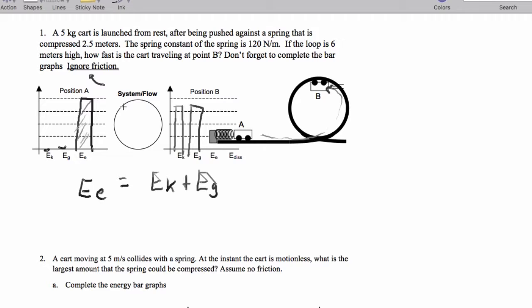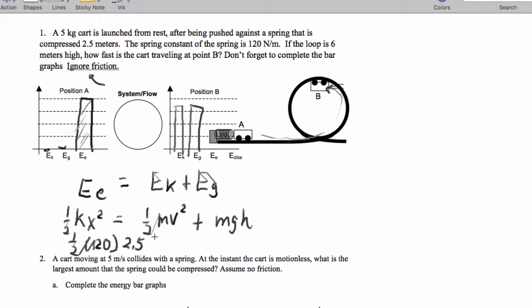When we go to our formula sheet, we have the elastic energy is 1/2 kx squared, and that gets equal to 1/2 mv squared plus mgh. Let's go ahead and plug in our numbers. So we have 1/2, 120, and then x squared is 2.5. We'll square that, and that's going to equal 1/2. Our mass is 5. V squared is unknown, plus m 5, g 10, h, which is 6.